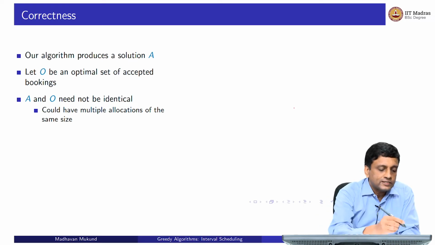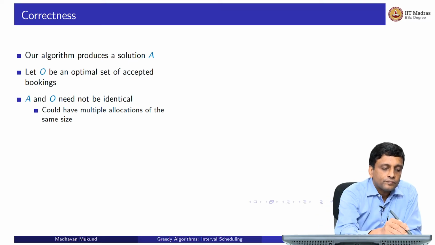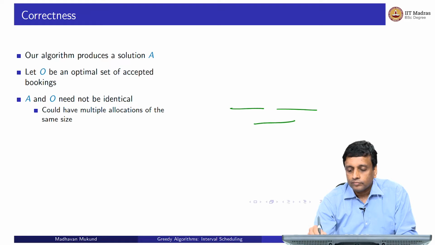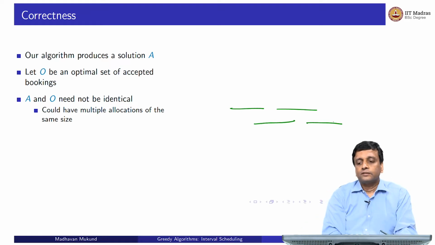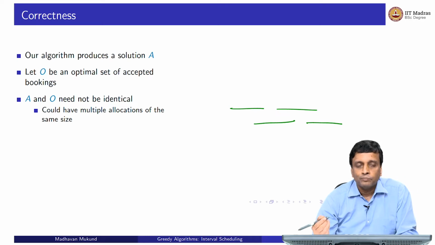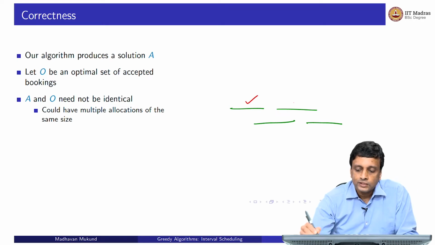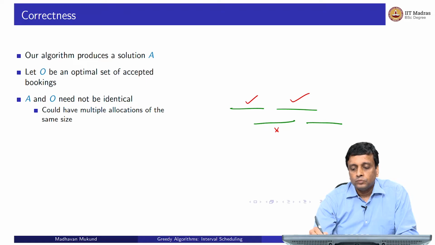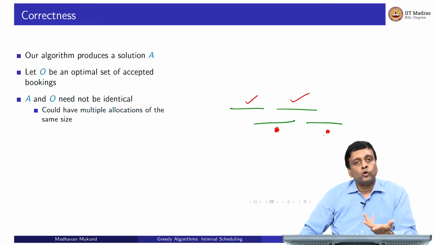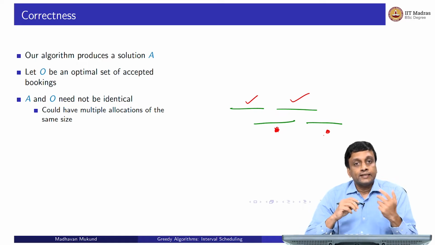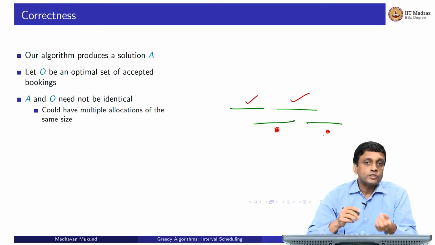Now the first thing to note is that I am not claiming that A and O are the same, right? Very obviously, I could have, for instance, a situation where I have bookings like this, right? So supposing these are my bookings, then it could be that my algorithm, because it's the early finishing algorithm, picks these two, right? And the optimal algorithm picks these two. But you can see that there is no way to pick more than two.